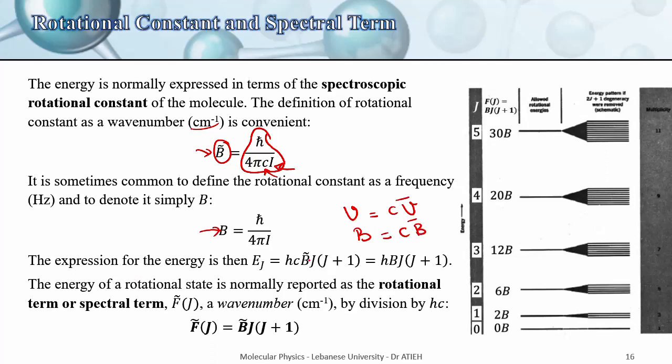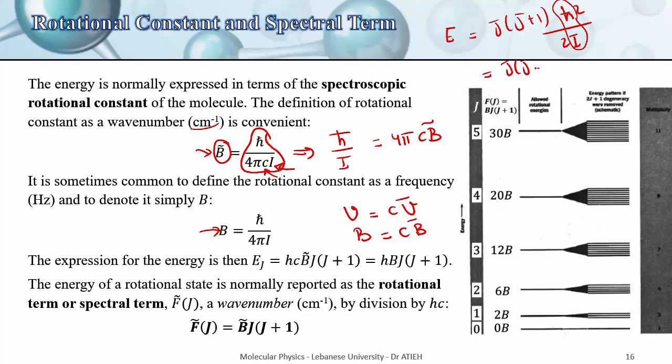Now we have seen that the expression of the energy is equal to J times J plus 1, h bar squared over 2I. We can replace h bar over I, so from here, h bar over I is equal to 4 pi c B bar. So we will get J times J plus 1, and h bar remains, 4 pi c B bar divided by 2.